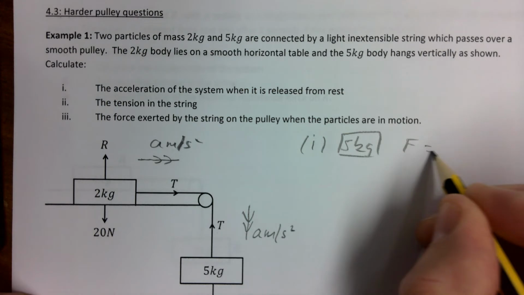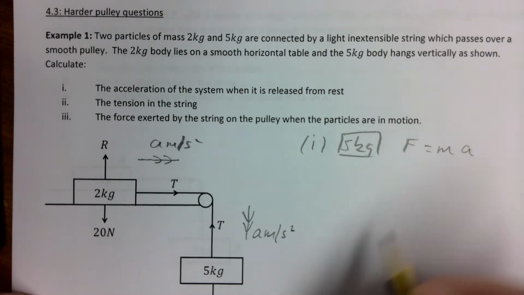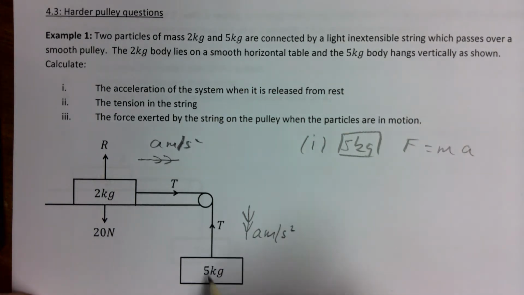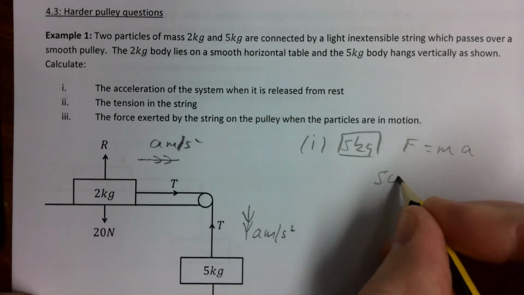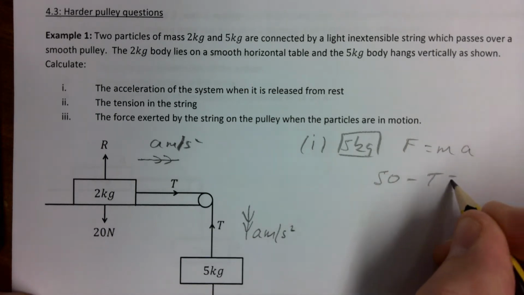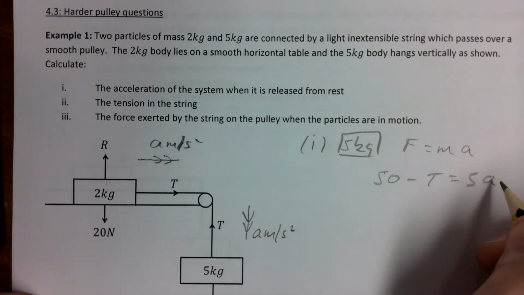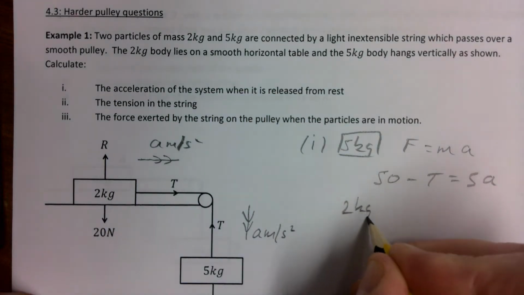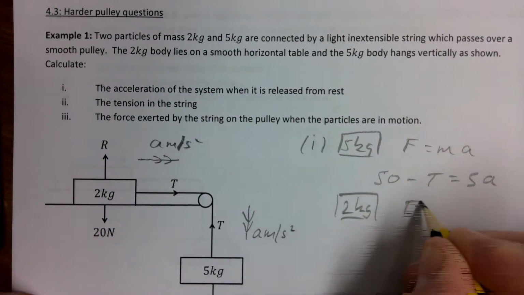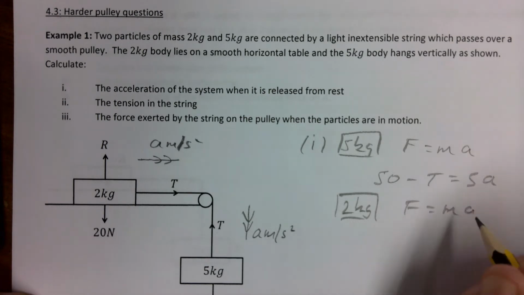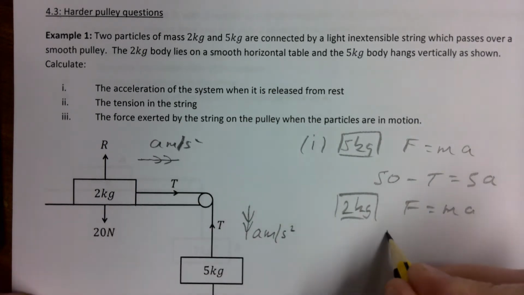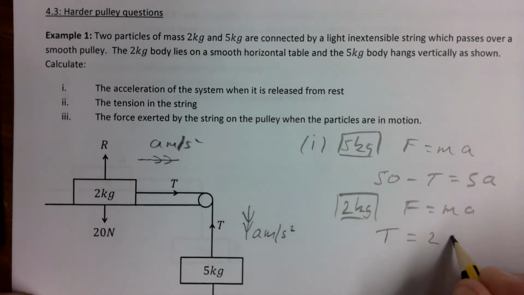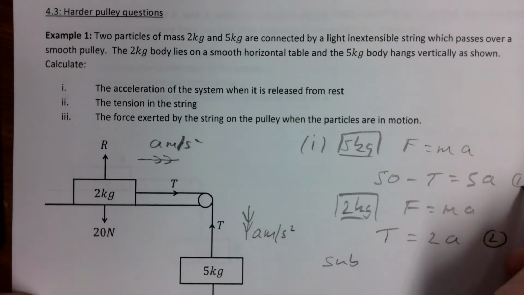F equals ma, and what do we have? We have 50 take away T equals 5a. For the 2 kilogram one, there's actually not too much going on. It's nice and straightforward. The only force acting in this one is the T, pulling it this way, and T equals 2a.